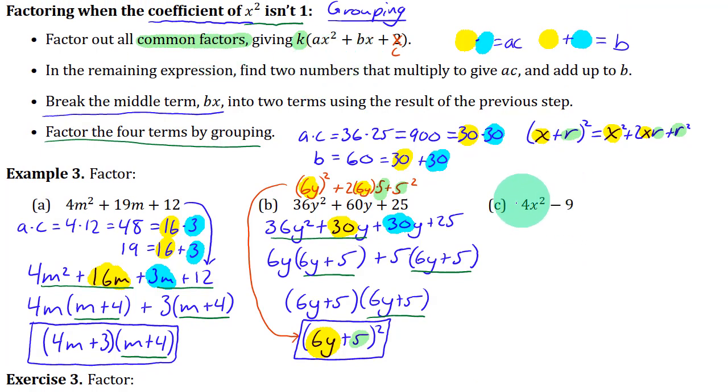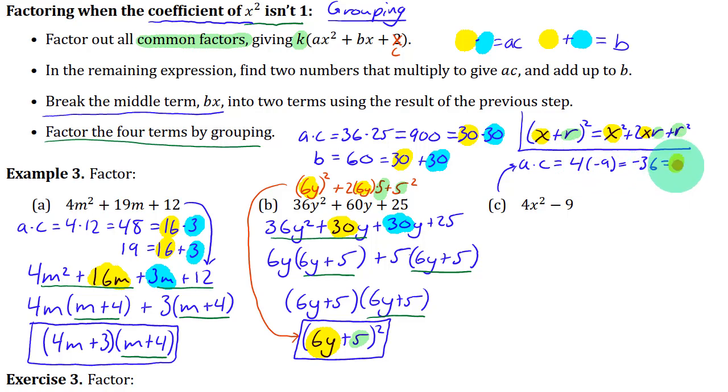So I'm going to do this following the same steps here. First of all, is there a common factor between 4 and 9? No. 4 is 2 times 2. 9 is 3 times 3. So you can't take that out. But what you can do is follow these steps. So let's see, the a times c part here. The a times c for part C is 4 times negative 9, which is negative 36.